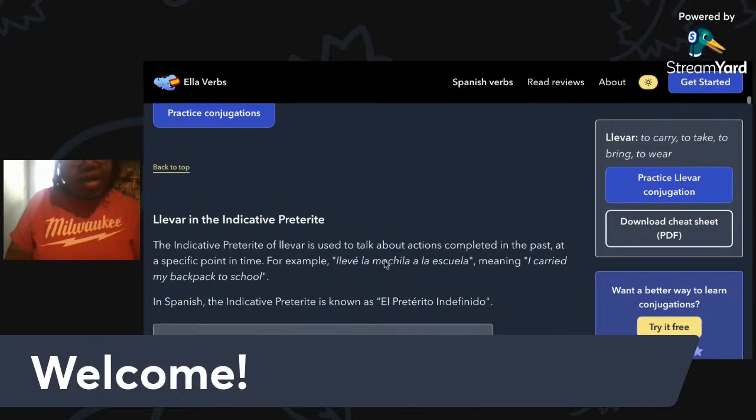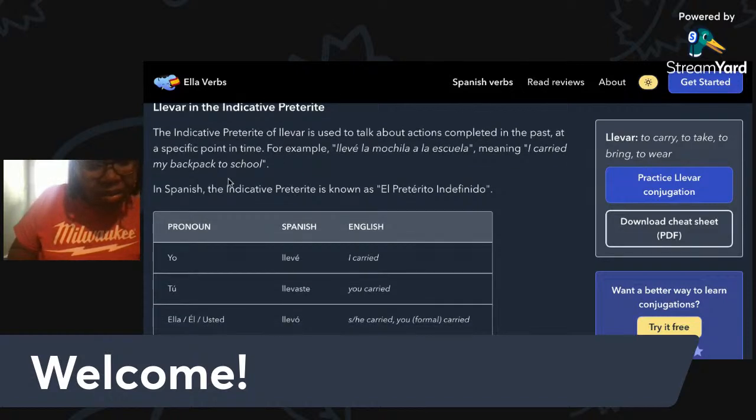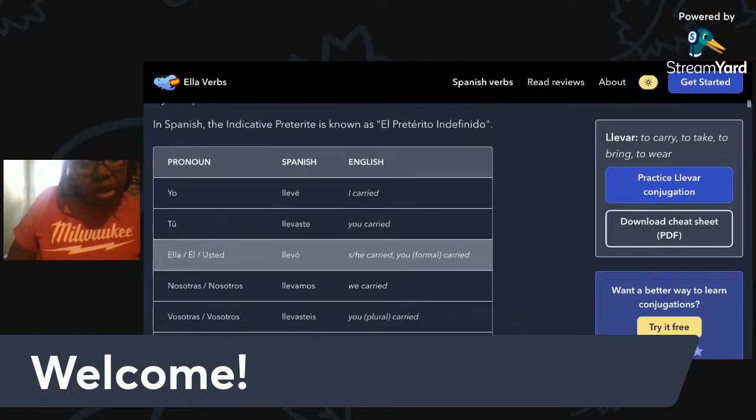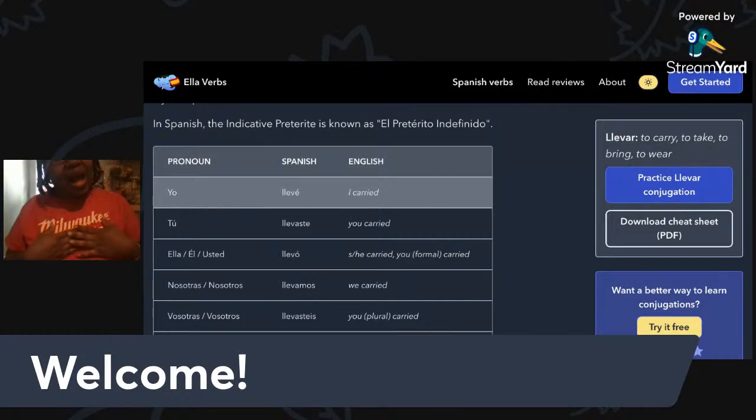I want to learn past. I really do. Llevar in the indicative preterite, and in Spanish it is known as el pretérito indefinido, the indefinite preterite. So okay, here goes past tense. And that is I carry... llevé.